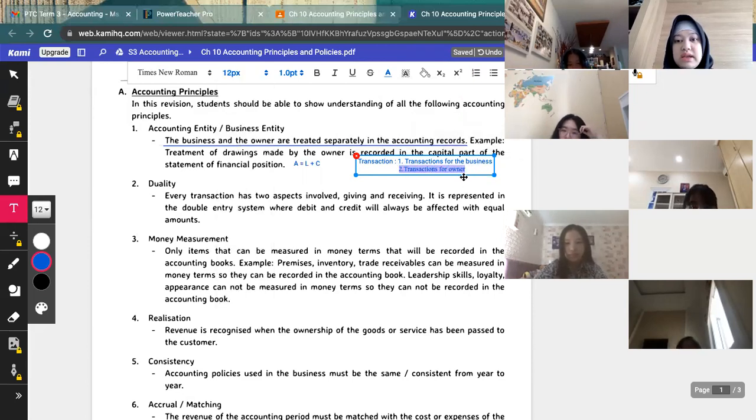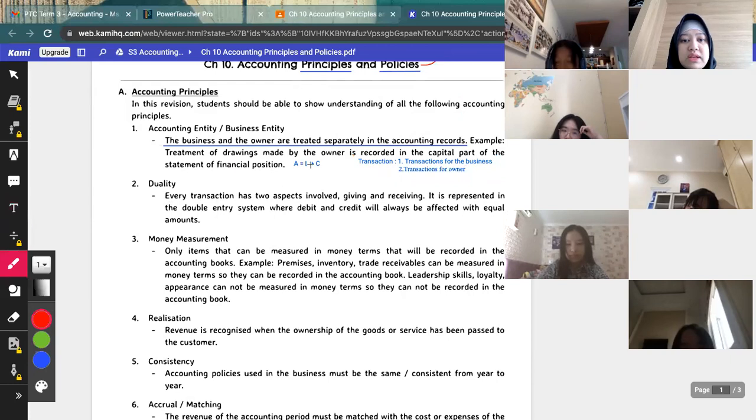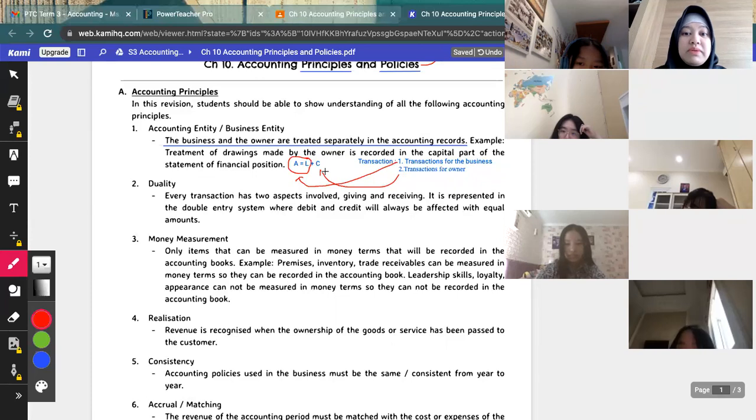Now, transactions made for the business will be recorded in these two, A and L, assets and liabilities. That is for number one. Meanwhile, every single transaction the owner made to the business will be recorded under capital. For example, the owner deposits money into the business as additional capital. It will be recorded inside the capital part.